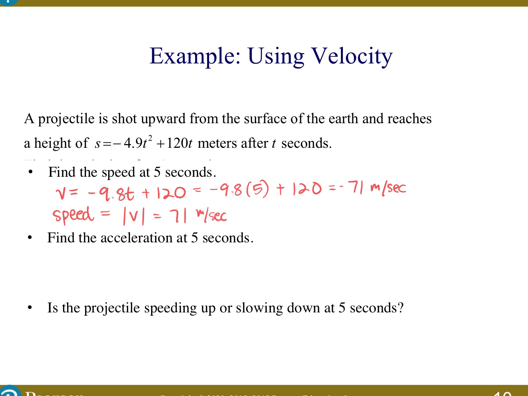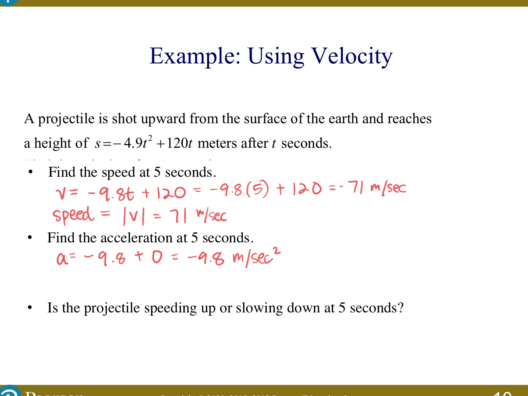To find the acceleration at 5 seconds, you're going to take the derivative again. The derivative of negative 9.8 times t is the constant negative 9.8, and the derivative of 120 is 0. So we get negative 9.8, which is the constant due to gravity, measured in meters per second squared.